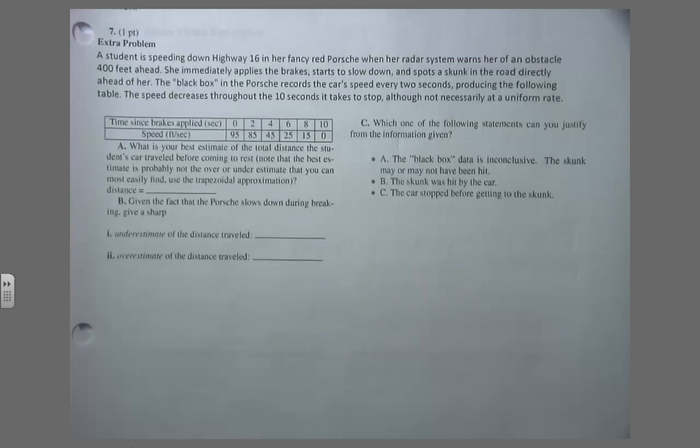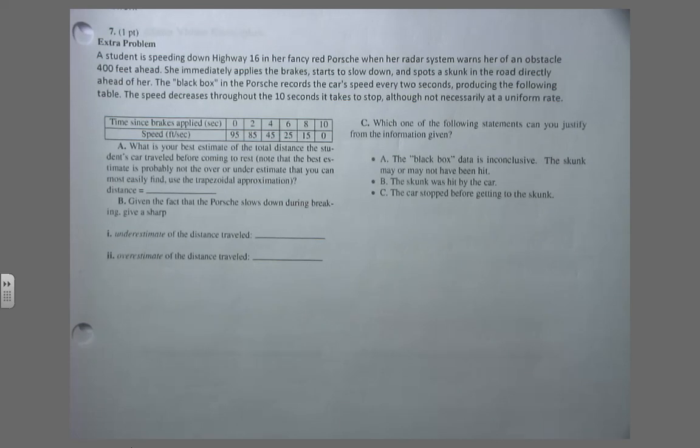The speed decreases throughout the 10 seconds it takes to stop, although not necessarily at a uniform rate. A, what is the best estimate of the total distance the student's car travels before coming to rest? Note the best estimate is not the over or under estimate that you most easily find. Use the trapezoid approximation. Why do we have to use the trapezoid approximation for the best estimate?